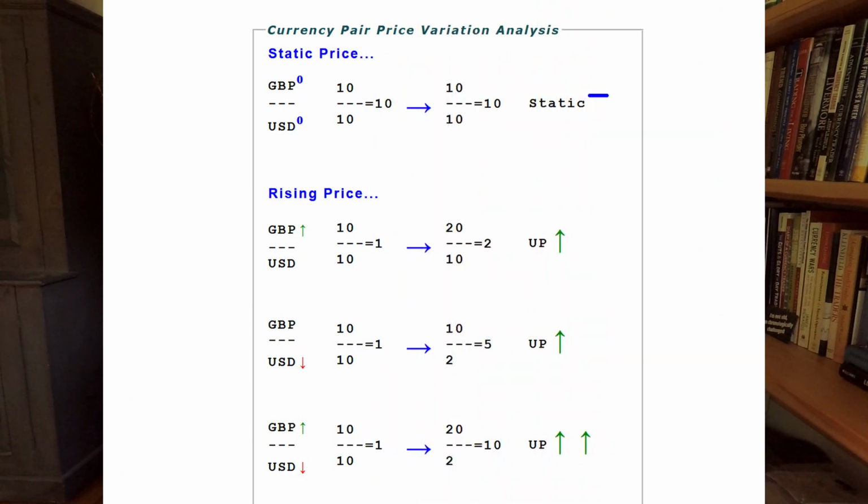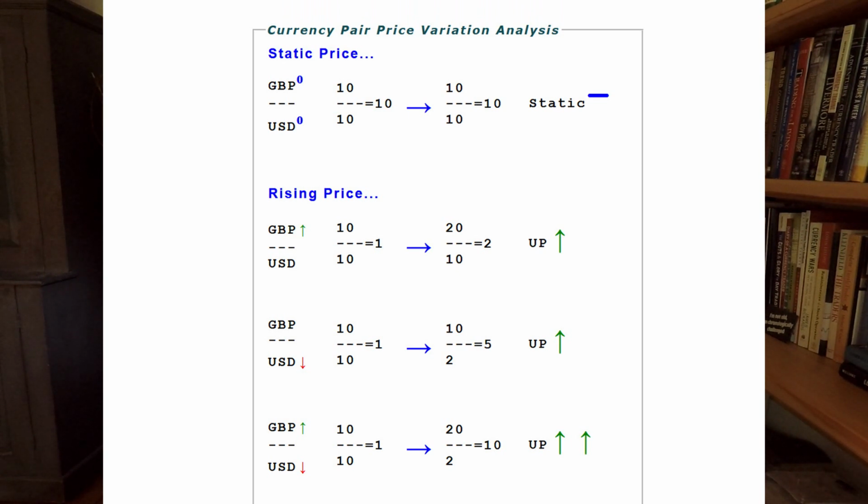There's really a pair of slides that go through this whole currency pair price variation analysis, in which I start out with a static situation where the pound and the USD are equal, and I'm going to use $10 as the starting price, because I'm going to raise and lower each one, the pound and the USD. So if I raise the price, I'm going to go from 10 to 20, and if I reduce the price, I'm going to go from 10 to 2. Okay, so the currency pair price variation analysis goes like this.